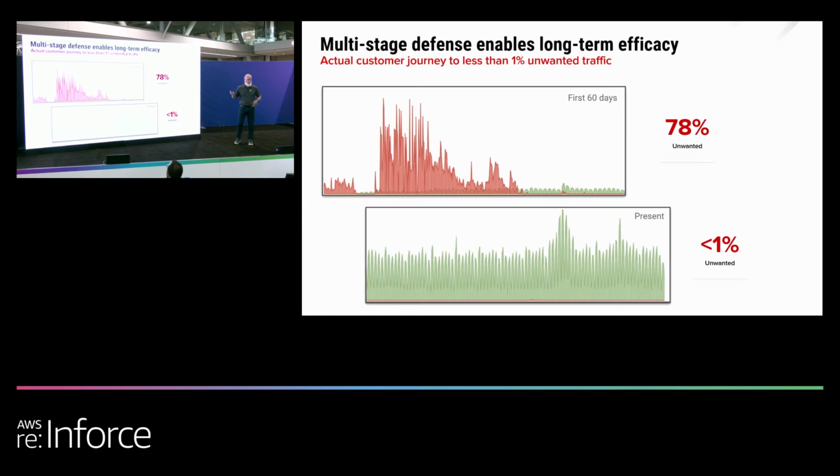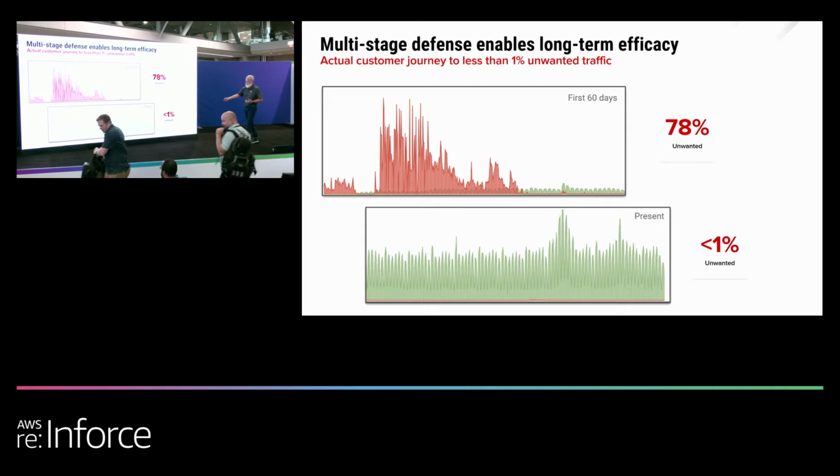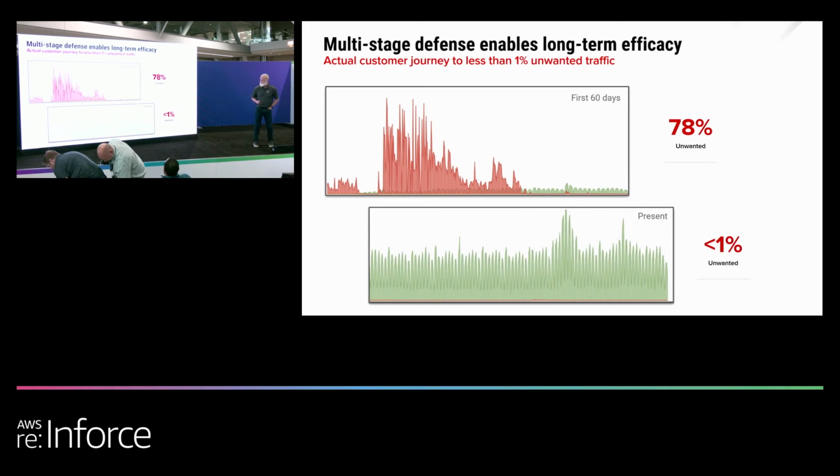And this sort of multi-stage defense provides remarkable efficacy. I've got hundreds of these before and after where you go online, there's a lot of unwanted traffic. We go into mitigation mode, do battle with that attacker, and then over time, all of our steady state customers enjoy less than 1% unwanted traffic reaching origin.